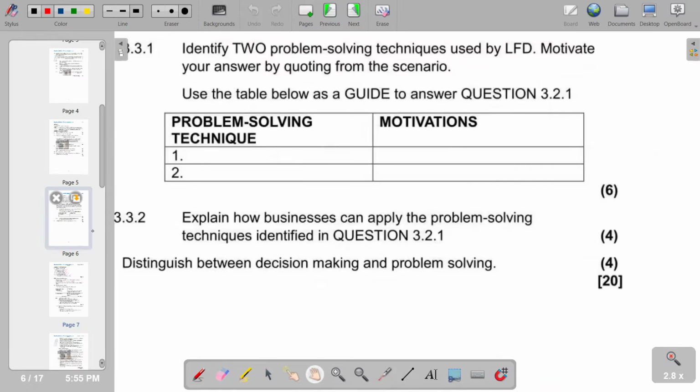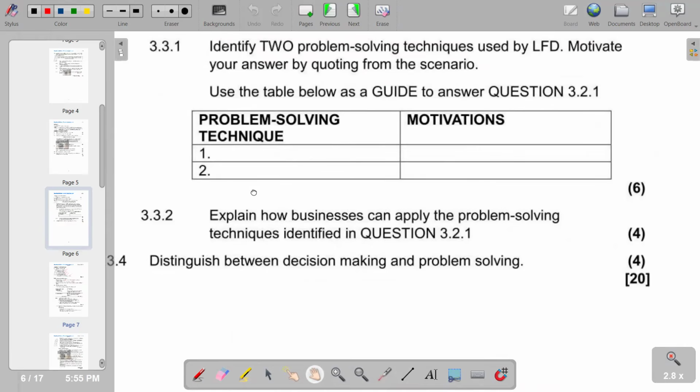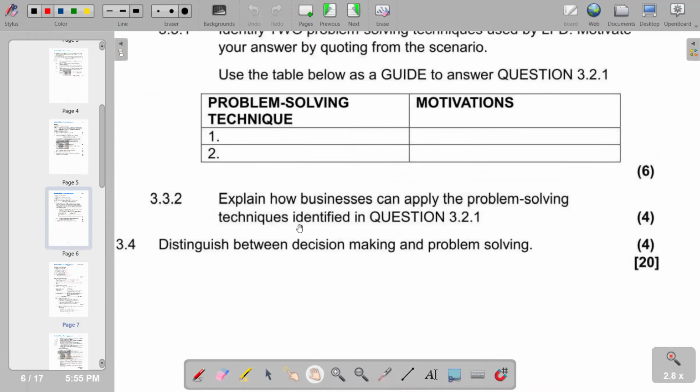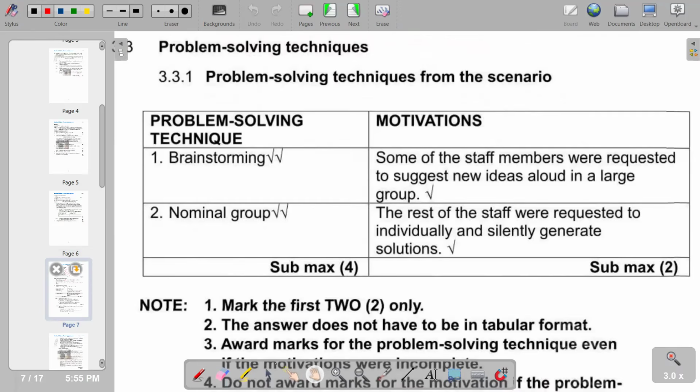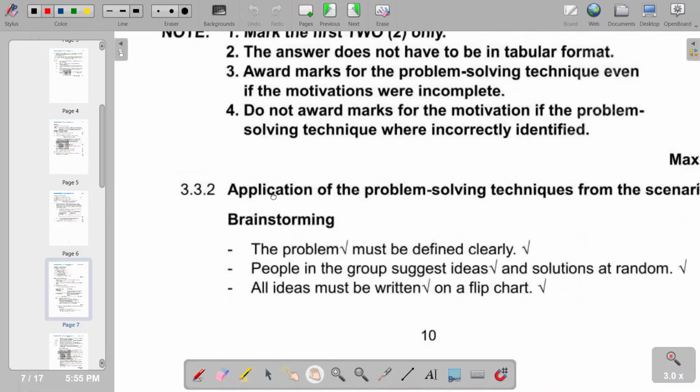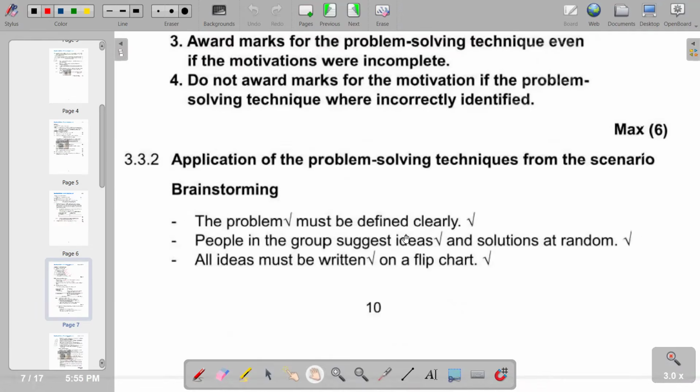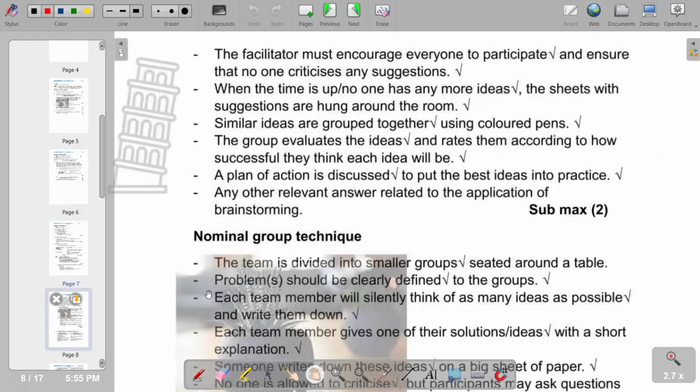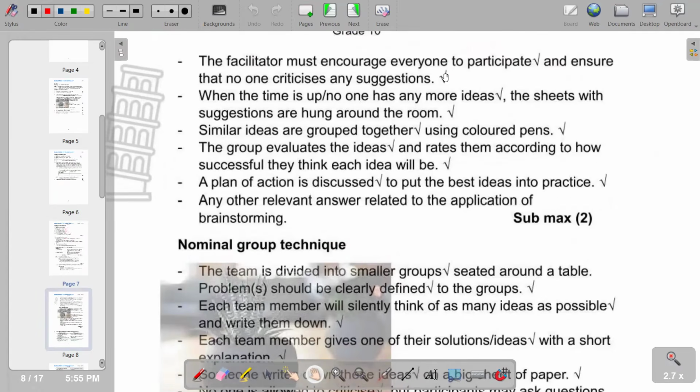Moving on to the next part of our question, it reads: explain how businesses can apply the problem-solving techniques identified in our question 3.2.1. So the application of brainstorming and the application of the nominal group technique is what is asked by the question. For brainstorming, the problem must be defined clearly. People in the group suggest ideas and solutions at random, and all ideas must be written on a flip chart. The facilitator must encourage everyone to participate and ensure that no one criticizes any suggestions. So we've got a continuation of brainstorming.